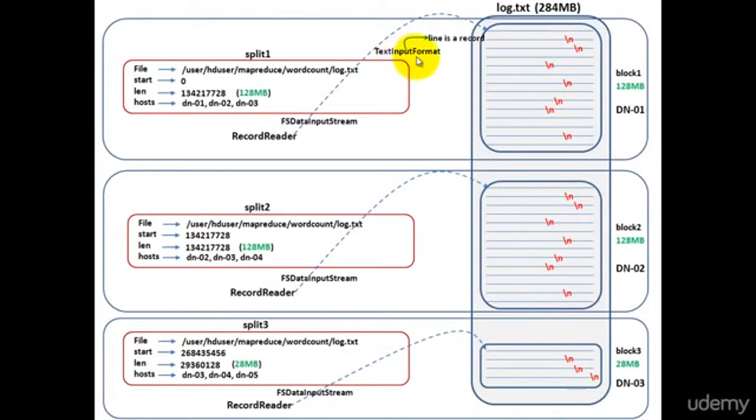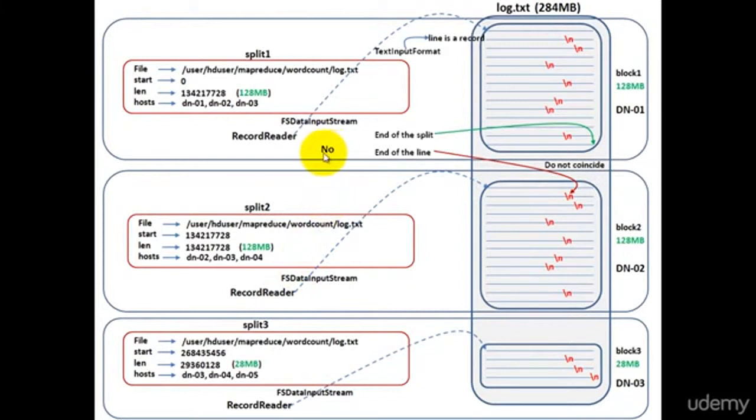Earlier we saw that text input format defines each line as a record. So the record reader must read a line and then generate key and value. If you observe the first block and second block clearly, you will see that split boundary and line boundary does not coincide. They do not end at the same position. So what will happen when the record reader in the first map task starts reading the last line of the split? Will it read only the part of the line and leave rest of the line to the record reader in the second map task?